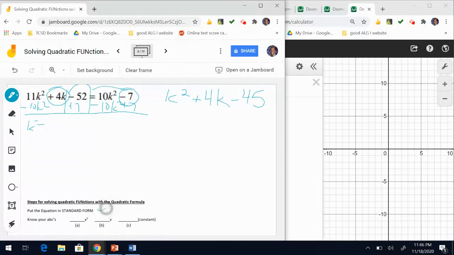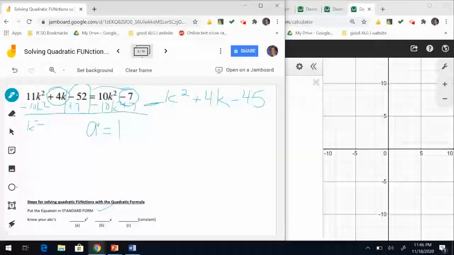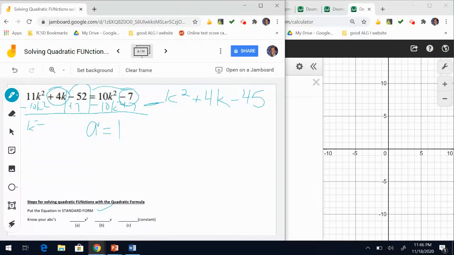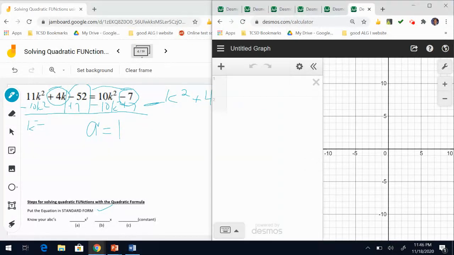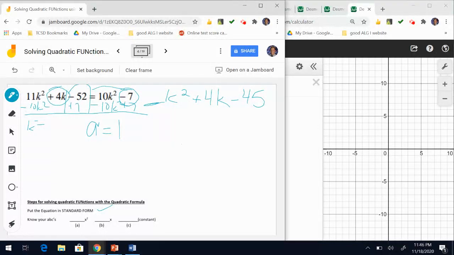And now that I did my standard form, I need to know my ABCs. Do, re, mi, ABC. 1, 2, 3, baby, you and me. Right? So what's my A value here? So my A value is what's in front of k squared. Well, that's 1. What's my B value, in front of my k? I know we have x's and k's, but don't worry about that. Desmos likes x's, so we're going to change these k's to x's anyways. But we're going to treat them the same way anyway. It's just a variable. And then C is negative 45.